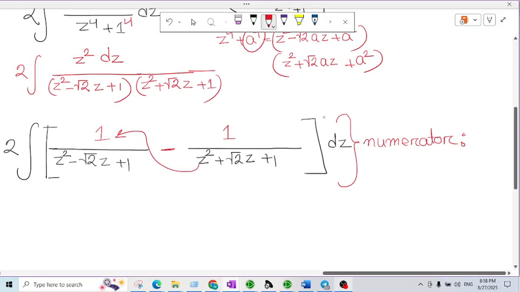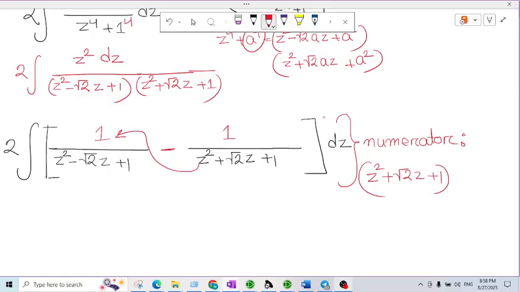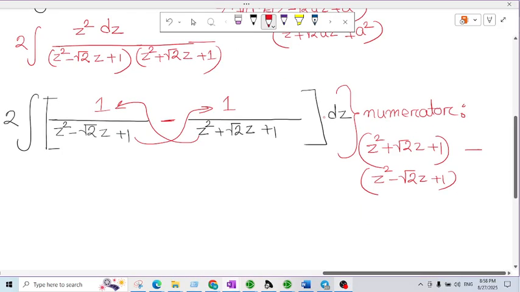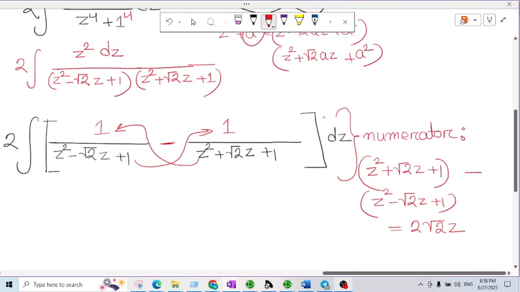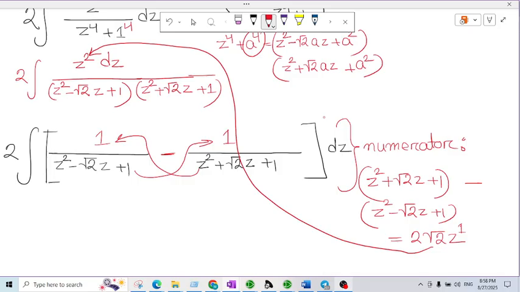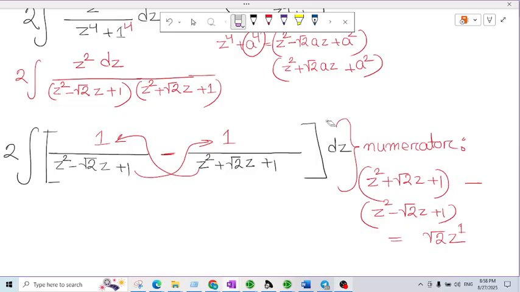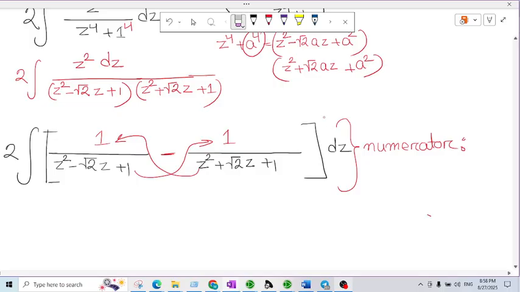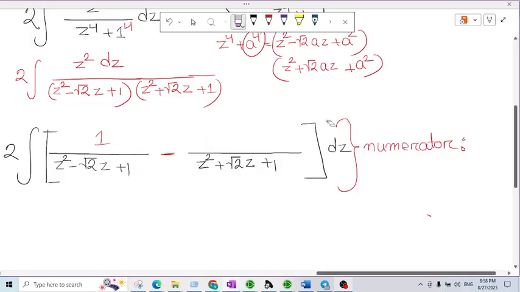This term will be multiplied with this, so I will get z square plus this thing, and then we have to minus this thing, so z square minus root over 2 z plus 1, and if you find the summation of this, you will get 2 root over 2 z. Well, so we have a z to the power 1 here, but you see you have a z square here, so that means 1 is not a wise choice, so let's omit this one here, and let's choose some other thing.